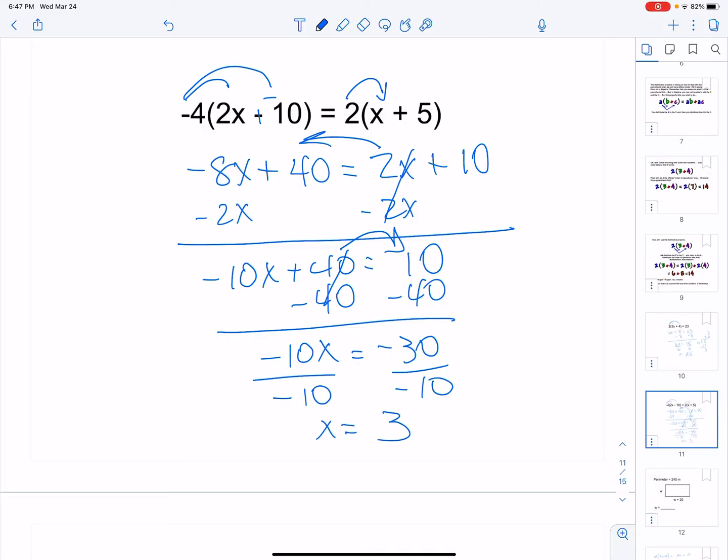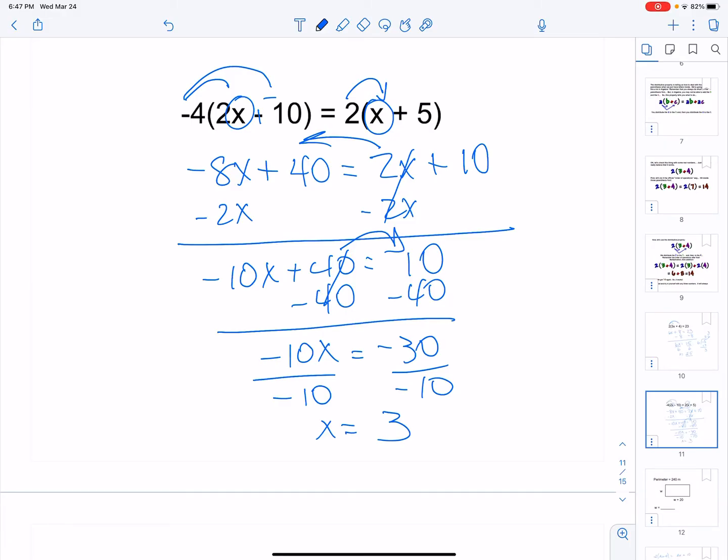Now you could take that 3 and plug it back into each of these x's at the top and do the math to see if it works. But I'm going to take it for granted that I did it correctly. Okay? And that's all there is to solving equations with distributive property.